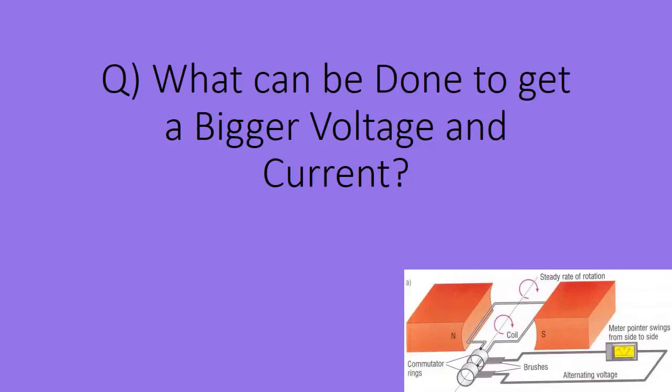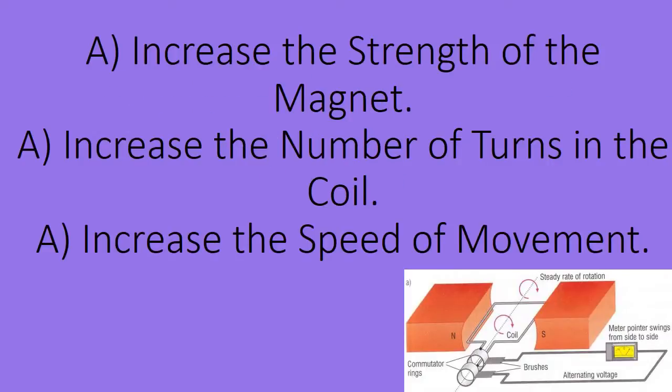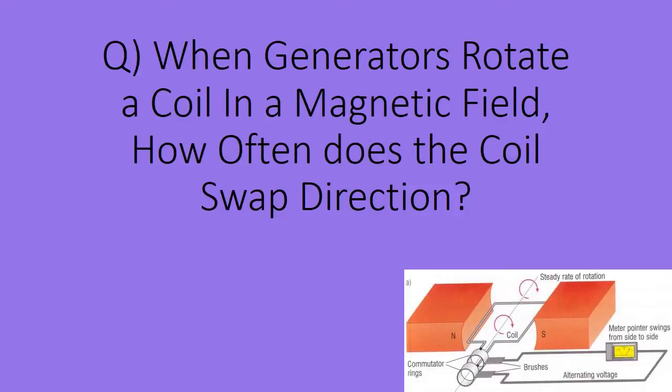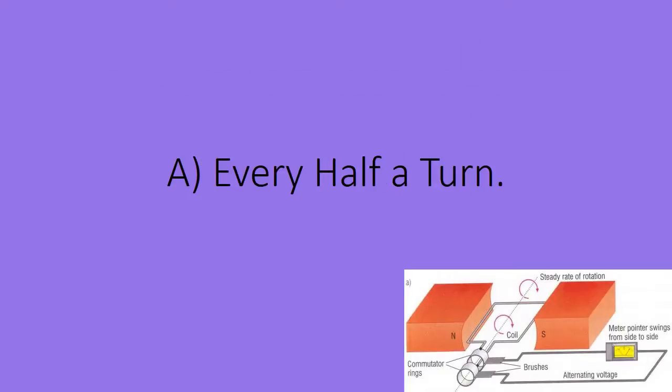What can be done to get a bigger voltage and current? Increase the strength of the magnet, increase the number of turns in the coil, increase the speed of movement. When generators rotate a coil in a magnetic field, how often does the coil swap direction? Every half a turn.